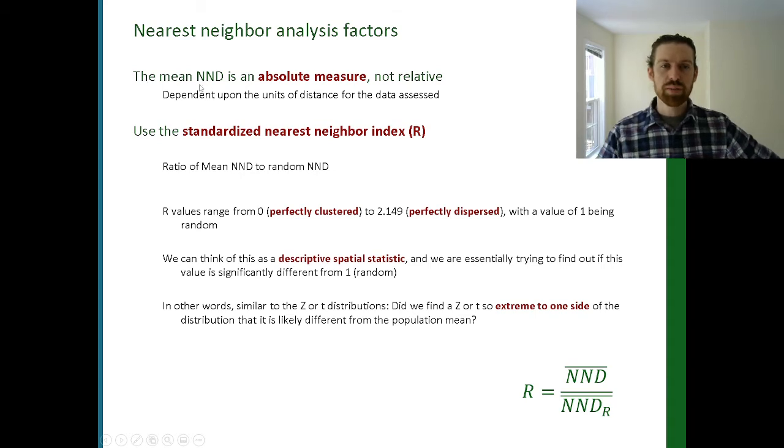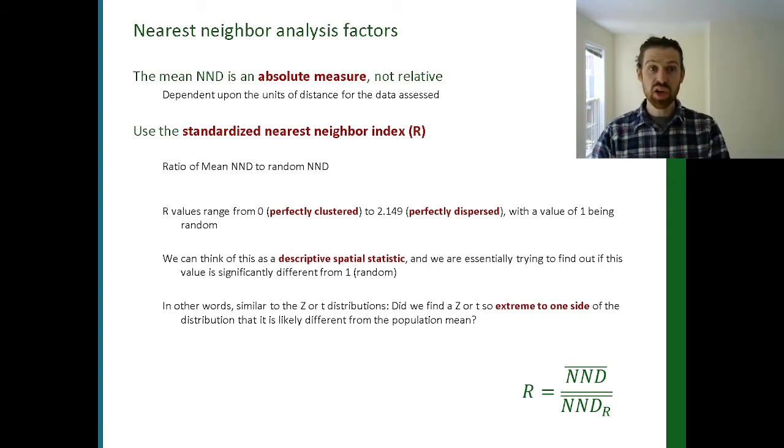The mean nearest neighbour distance is in absolute terms. If we measured all of the points in meters, then our mean nearest neighbour distance would also be in meters. So this isn't relative. It's not going to give you some sort of understanding of the overall distribution in relative terms. To do that, we need to get a standardized index for the nearest neighbor distances.